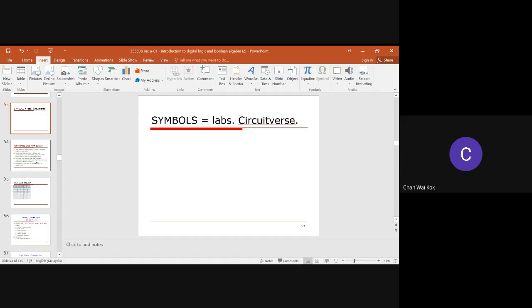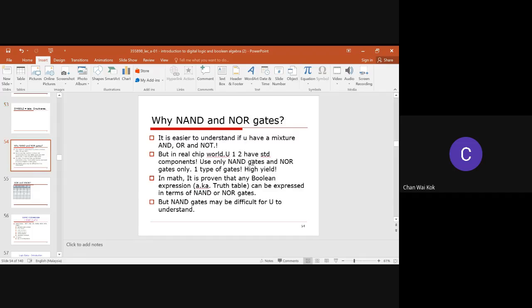So in math, it's proven that any Boolean expression, any truth table value, can be expressed in terms of NAND or NOR gate. All right. So you can express it. It's proven mathematically, no more argument already. So therefore, you have NAND gates and all. So in a real chip, you only use NAND and NOR gates only. Okay. All right. Understand?